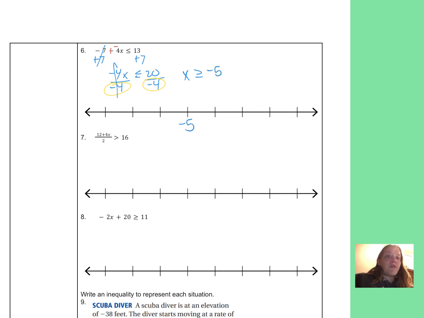So I'm going to put -5 in the middle. I want it filled in circle because it could be equal to, it says. And I want values that are greater than now. Greater than -5 would be to the right.